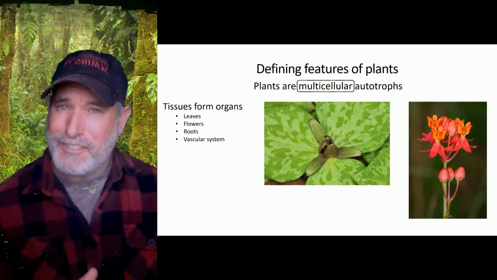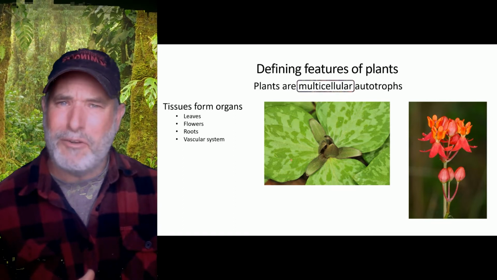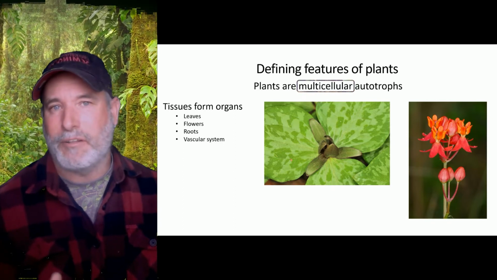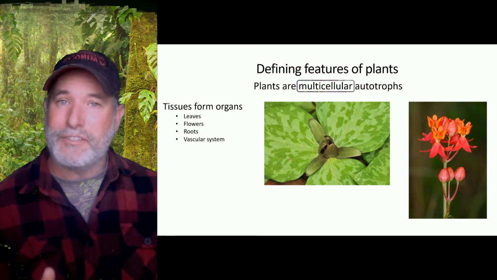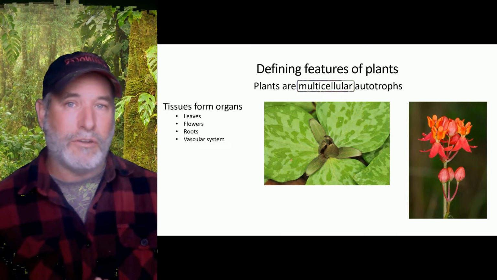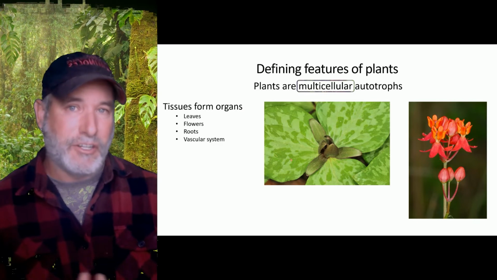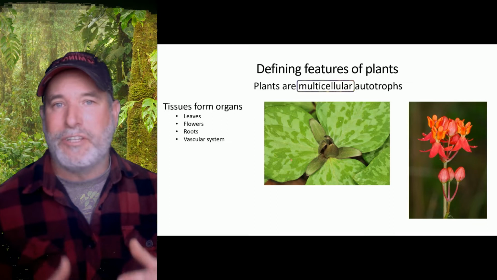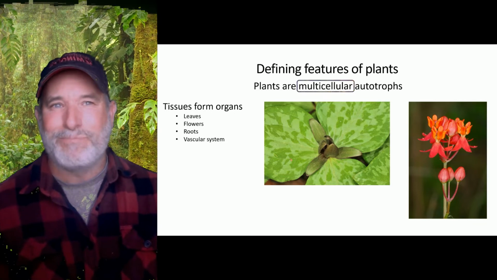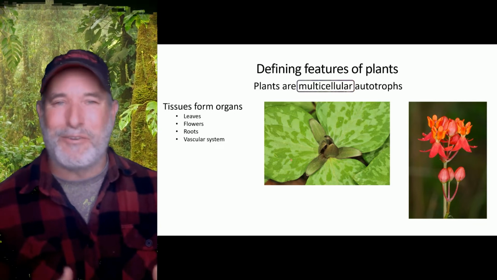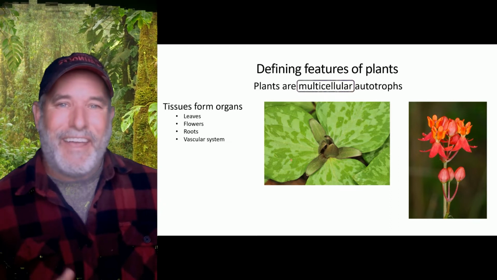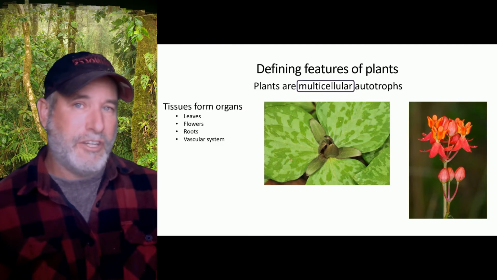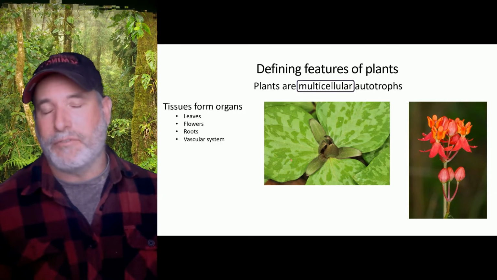But like us, or like plants, however you want to look at this, tissues form organs. We have an organ, stomach, lung, liver, right? They have organs too. Leaves, flowers, roots, a vascular system. These are the organs of a plant that carry out different functions. Now, in plants, it gets a little messy sometimes, but that's okay.